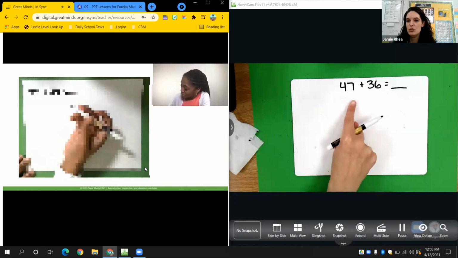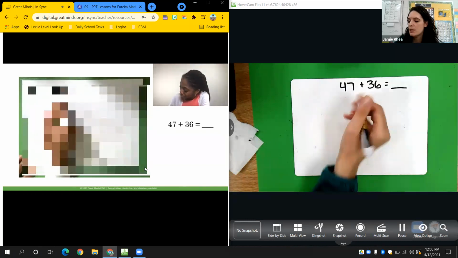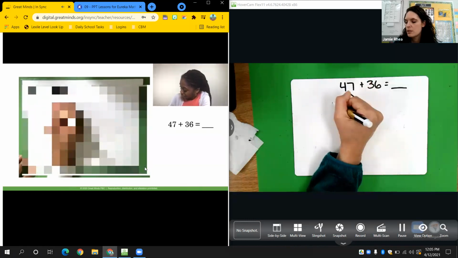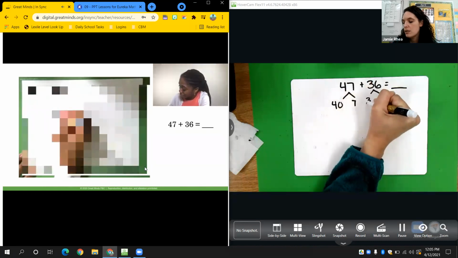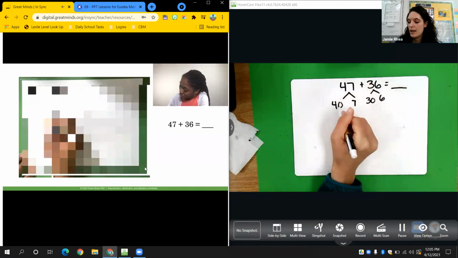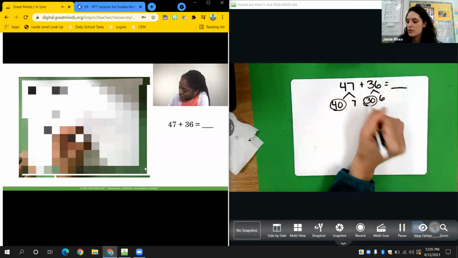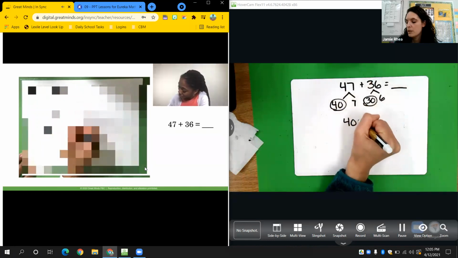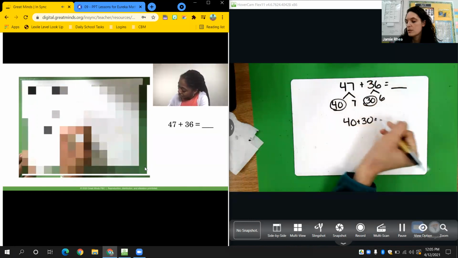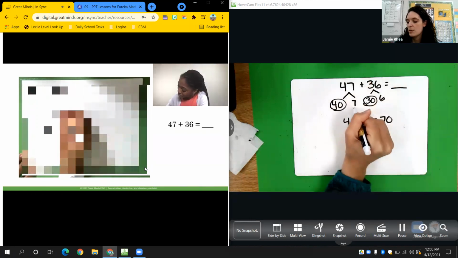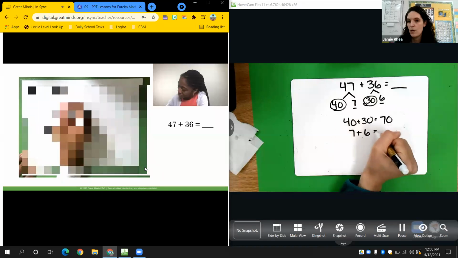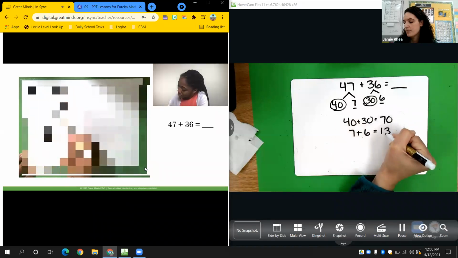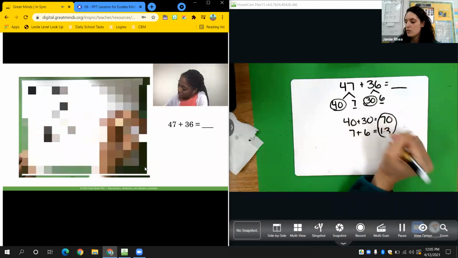Okay, again, you choose how you want to do it. This time I'm going to break it apart into 10s and 1s. So I have 40 and 7 and 30 and 6. I'm going to add my 10s together first. So 40 plus 30 equals 70. I'm going to add my 1s. 7 plus 6. I know that that is 13. And then I'm going to add these two numbers together.